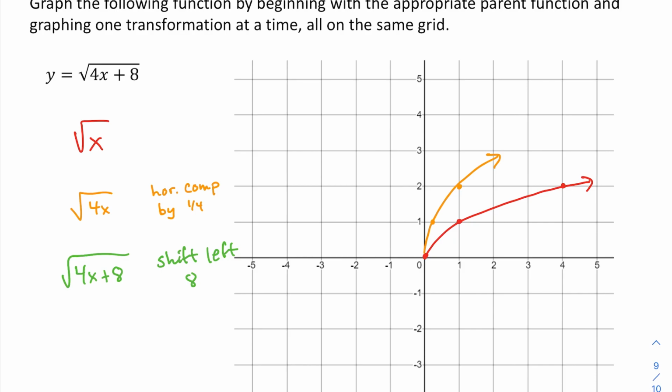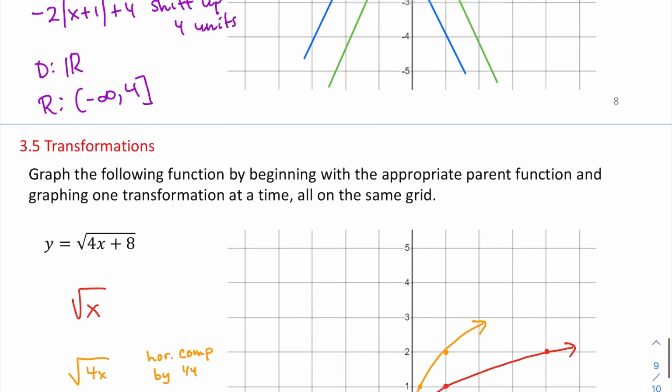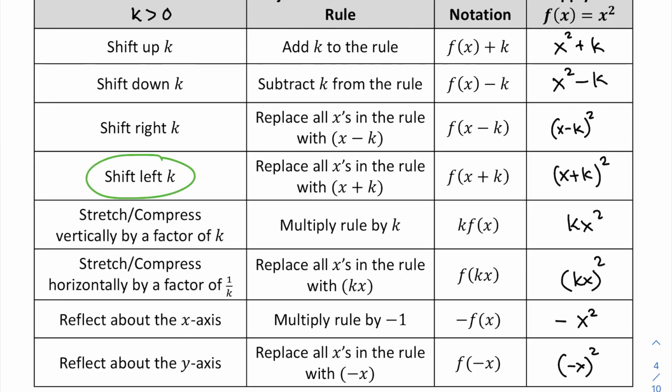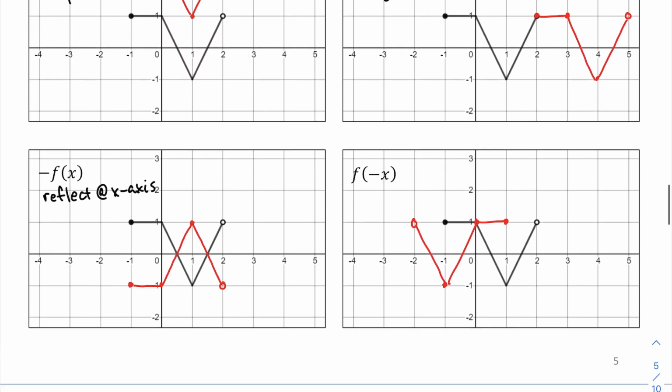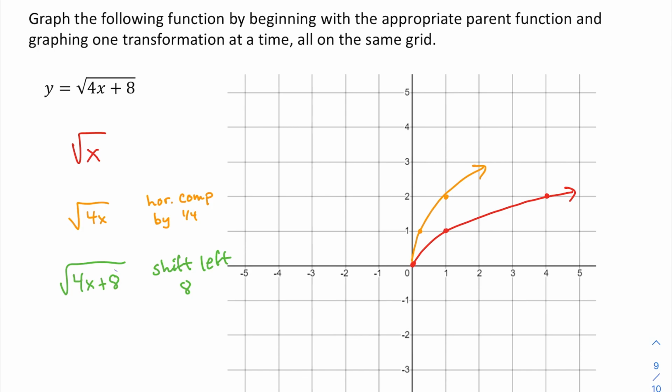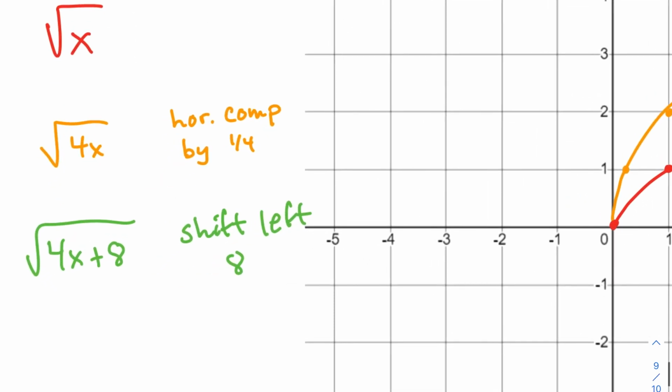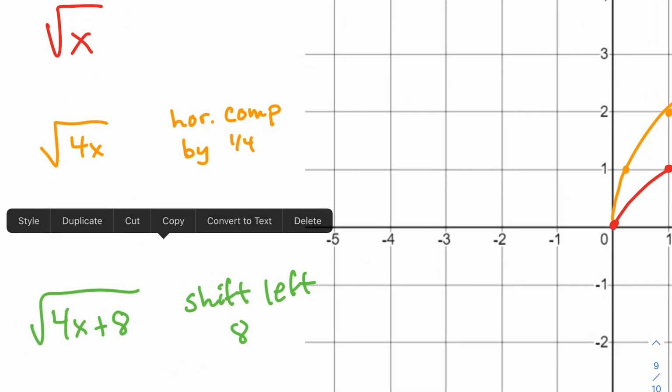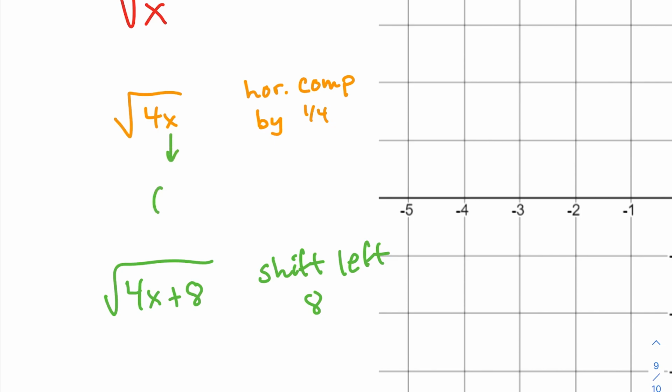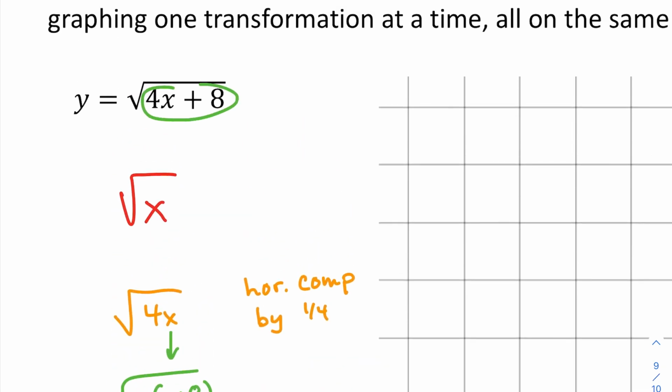But the danger here is, in order to accomplish a shift left, let's read this carefully. To shift left k units, you replace all the x's in the rule with x plus k and use parentheses. When I just lazily throw a plus 8 after the x, then I haven't actually replaced x with x plus 8. Because if I were to replace x with x plus 8 to make the shift happen, then you would have to use parentheses and it would look like this. This corresponds to a shift left 8. But when you remove the parentheses, this would be a 32 here instead, which isn't what we want. Without parentheses, we want it to be an 8.